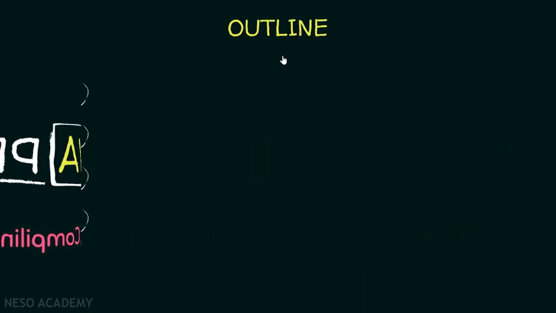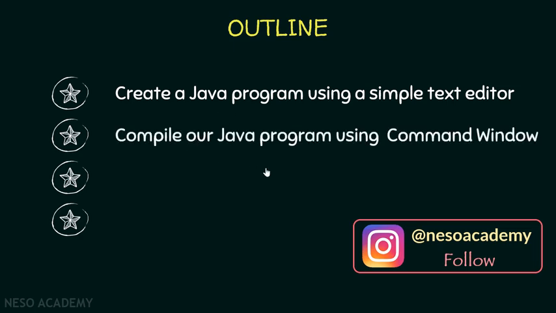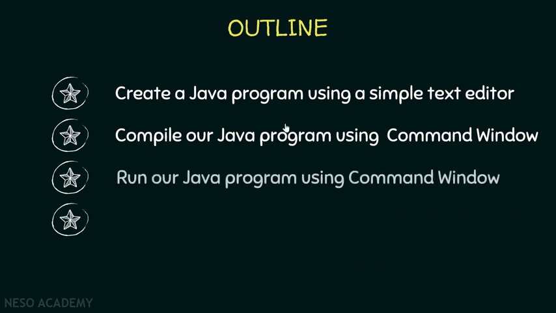So here is our outline. First of all, we will create a Java program using a simple text editor. For example, we will use Notepad on Windows. After that, we want to compile our Java program using the command line window, which is the CMD that we saw in the previous video. And after compiling our program, we want to run it in order to see the output. And we will also do this using the command window. So when we reach this step, you will have created, compiled, and executed your first Java program.